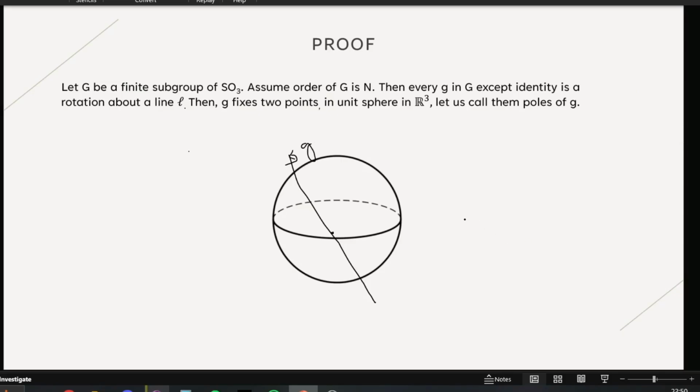If we rotate by G, then the line L itself will pass through two points of the sphere. We can call them the two poles, P and P dash. So G does a rotation along line L, and the line passes through the two poles, P and P dash. Any rotation we take can be considered of this particular form. So we call them poles.